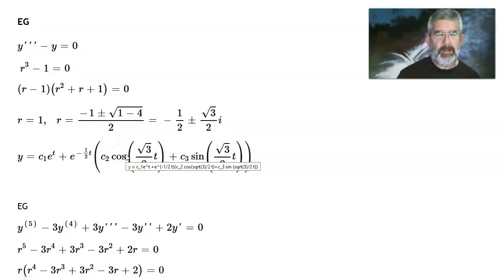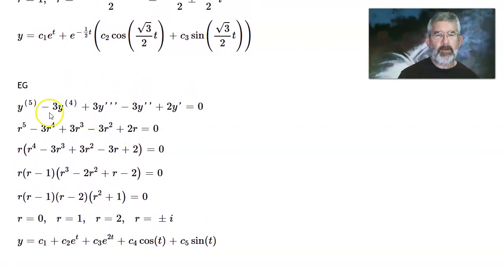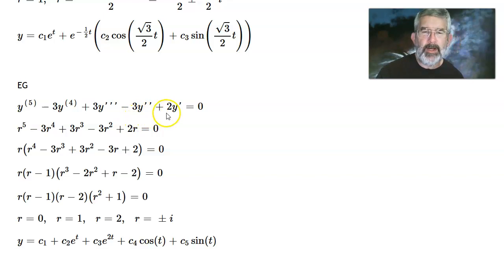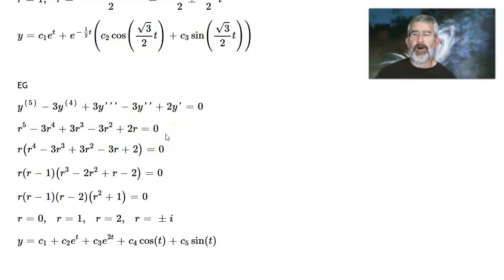Let's do one more example. This one a little more complicated. So I've got the 5th derivative minus 3 times the 4th derivative plus 3 times the 3rd derivative minus 3 times the 2nd derivative plus 2 times the 1st derivative equals 0. Okay, well, the characteristic equation would be r to the 5th minus 3r to the 4th plus 3r cubed minus 3r squared plus 2r equals 0. And then I've got to solve for r.